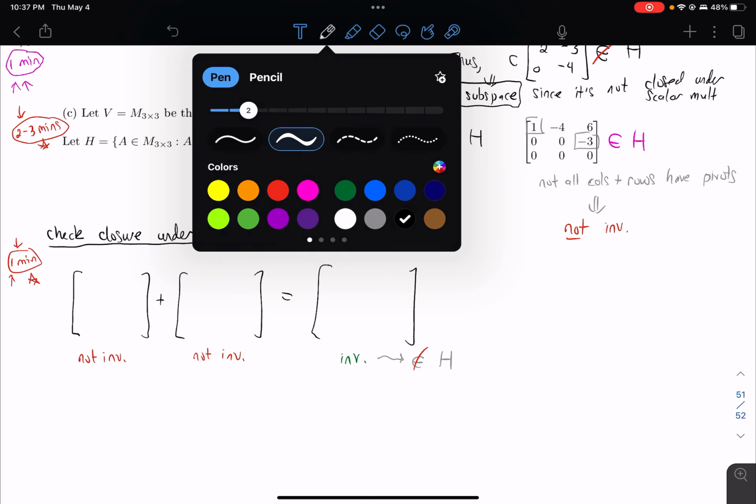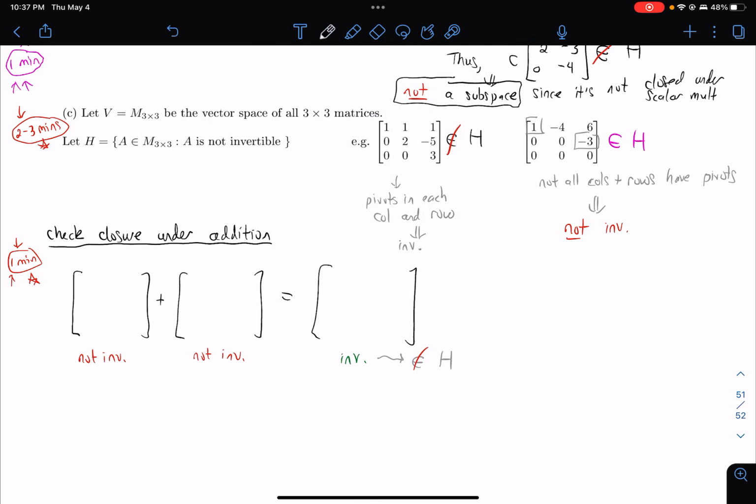So there are a bunch of examples. I need something that's not invertible first. So maybe I'll just do something where I just got 1, 1 and all zeros. That's only got 1 pivot. So it definitely doesn't have pivots in all the rows and columns. What's something that I could add to it that's also not invertible, but I want the end result to be invertible? Well, I need this end result to have pivots in every row and column. So I need this second matrix to give me those missing pivots.